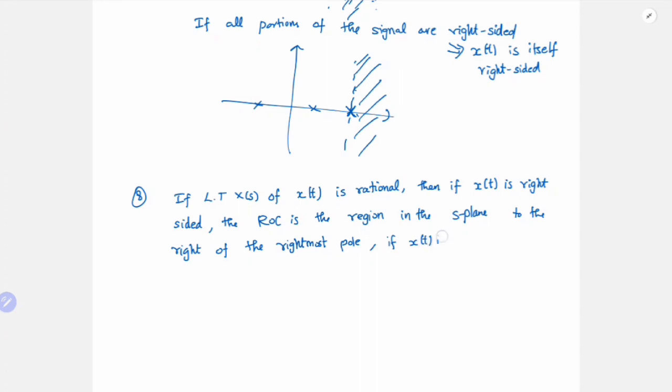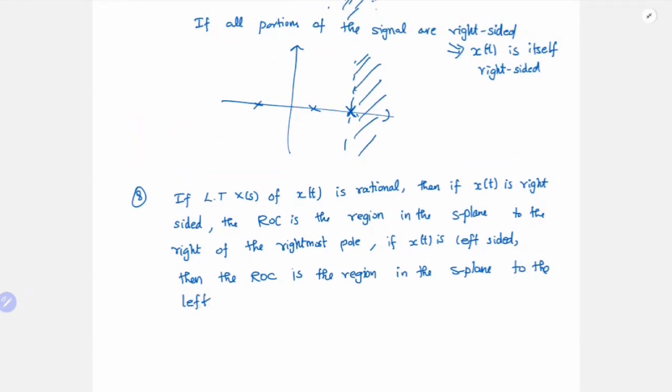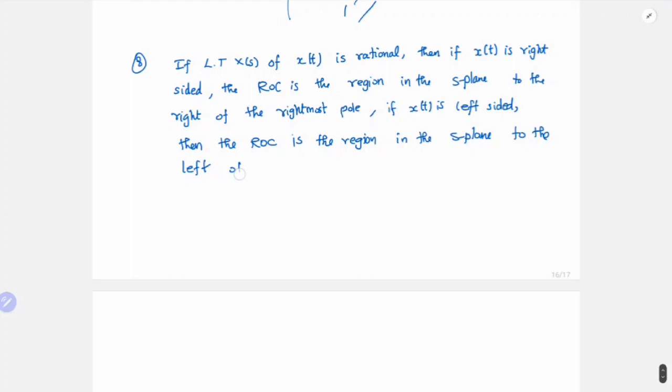And if x of t is left-sided, then the ROC is the region in the S-plane to the left of the leftmost pole.